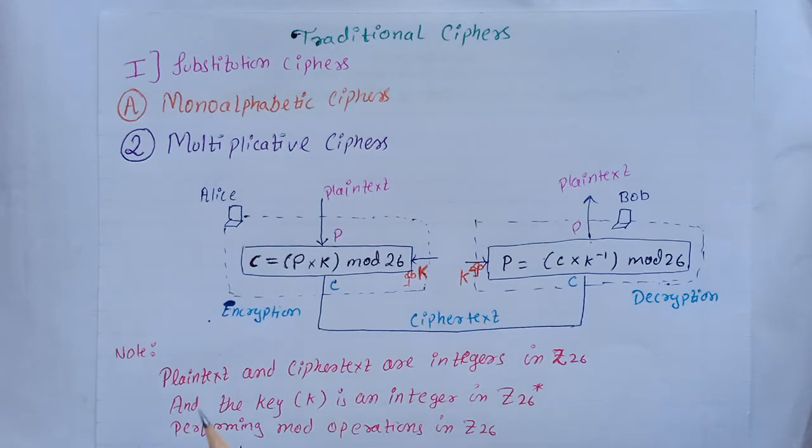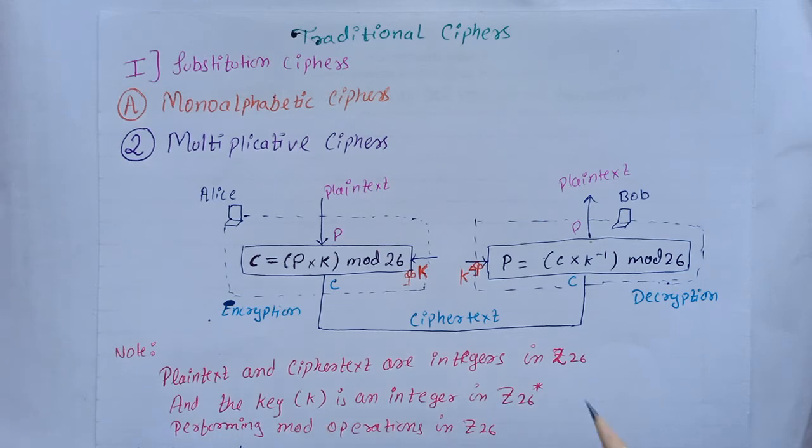Also, plain text and cipher text are integers in Z26, and the key is always an integer in Z26 star. We all know that Z26 is an additive set and Z26 star is a multiplicative set. If we choose a key from the Z26 set, we won't be able to find the multiplicative inverse. So we have to choose a key that is in Z26 star, and we perform all the mod operations in Z26. So let's see an example.